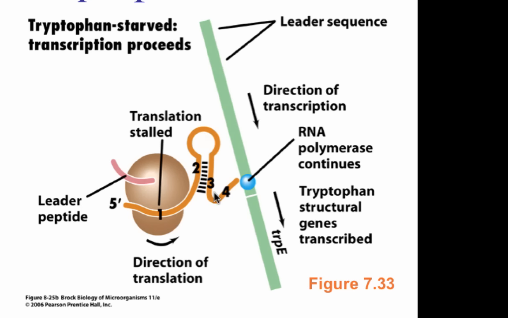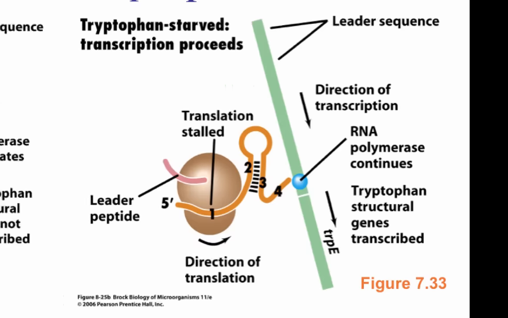And now you're going to have sufficient mRNA to form a stem loop between region 2 and region 3. That stem loop is going to prevent the ribosome from going forward, but it's going to allow the RNA polymerase to continue with transcription, and therefore you're going to transcribe the structural genes that are required to make tryptophan.